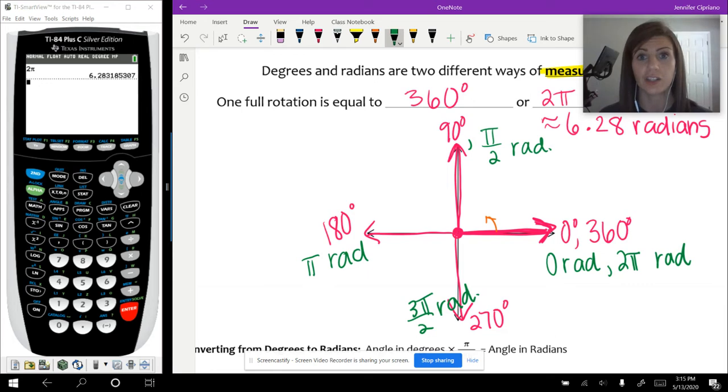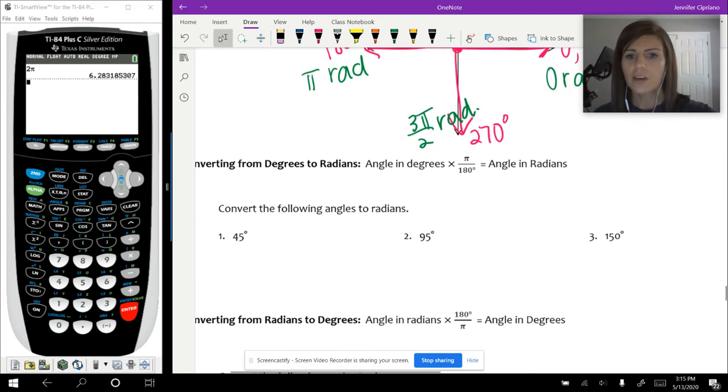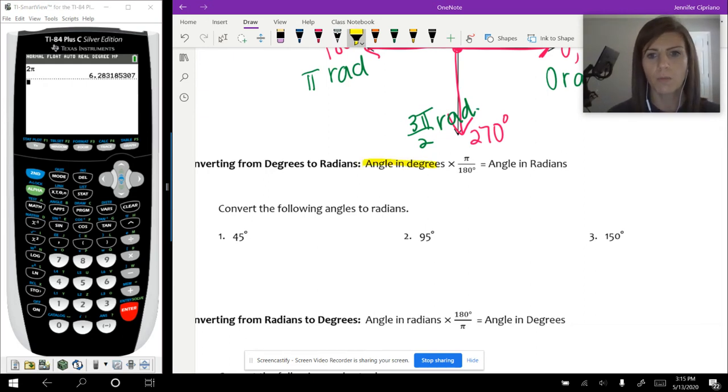Remember that radians is just another way to measure an angle, just like inches and centimeters are 2 different ways to measure length. Okay, so one of the things that's going to be really important is being able to convert between the 2 different types of measurement. So when you have an angle that's in degrees, the way that you convert to radians is you multiply that angle by pi over 180.